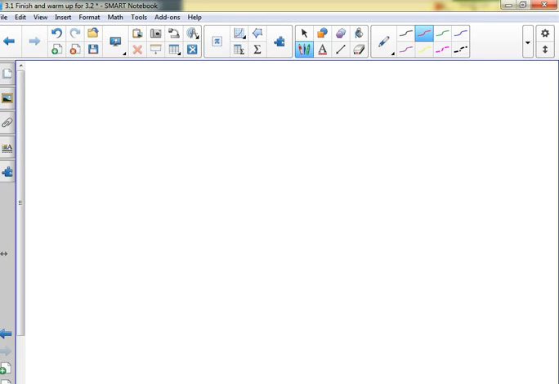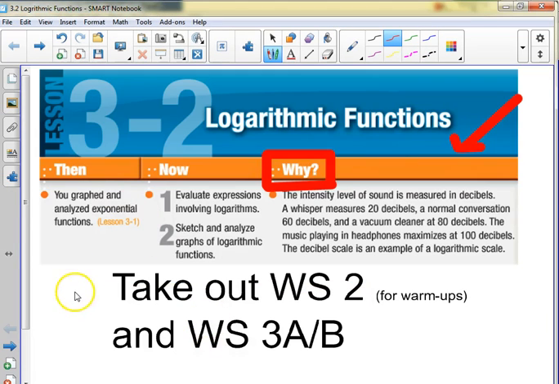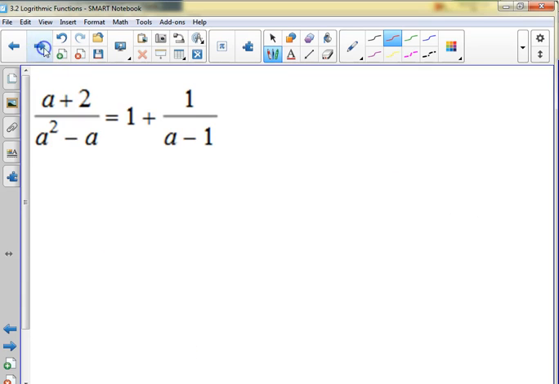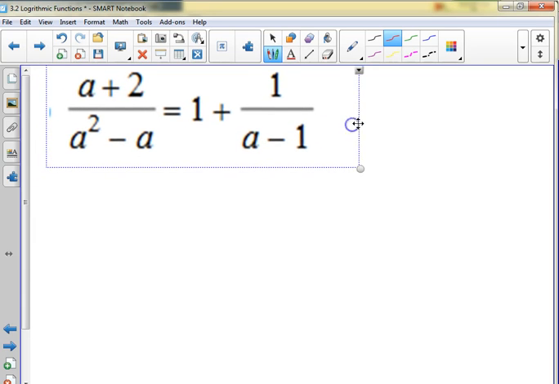I'm going to skip back to today's stuff. All right. So today we're going to talk about graphing and analyzing log functions, rewriting from log to exponent, and evaluating without a calculator. This is also a warm-up because this did not go well and it's on the quiz on Thursday without a calculator. Okay.